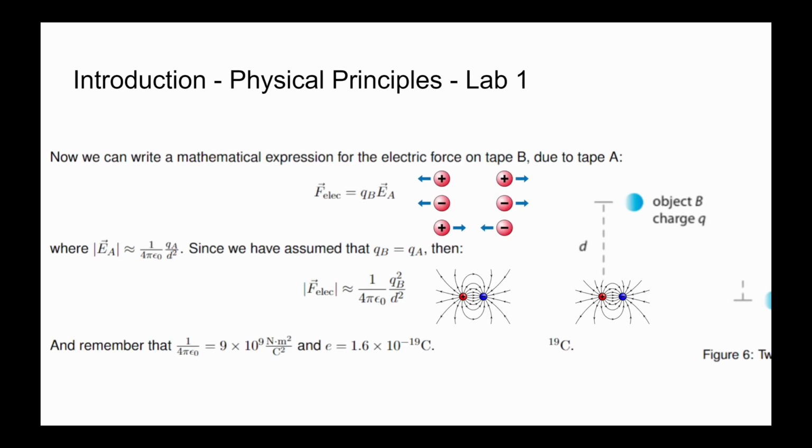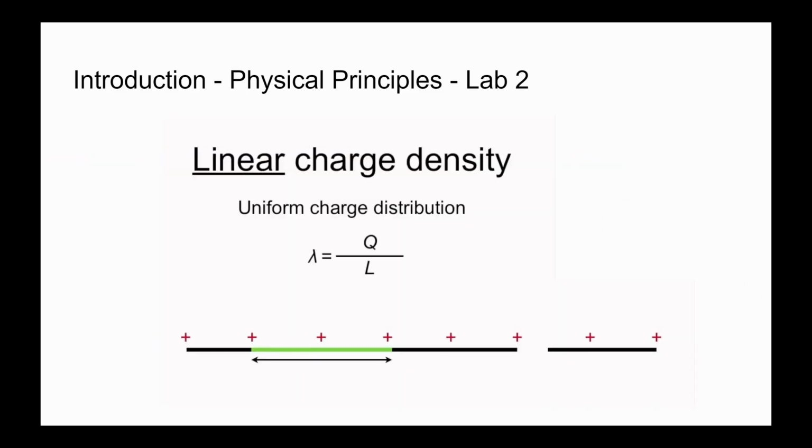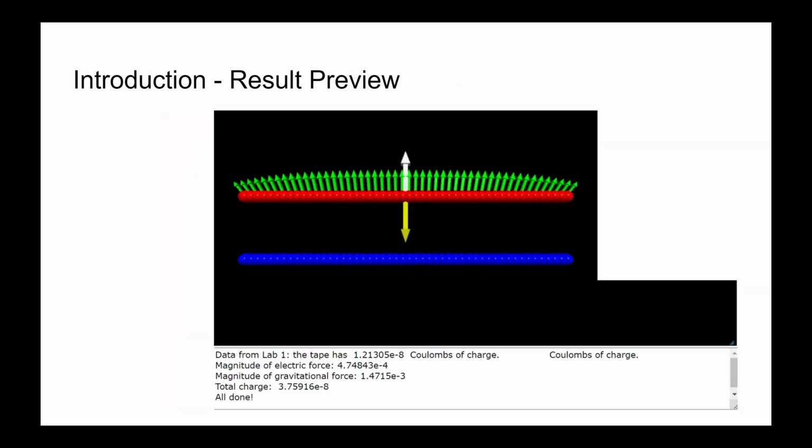So here's some of the principles we're using from Lab 1, same stuff, right? It's just Coulomb's law, electric force, electric fields, proportional to the distance, same stuff. Now, the one thing that we're using that's different is linear charge density, where you have a total charge divided by a distance that gives you a charge density lambda.